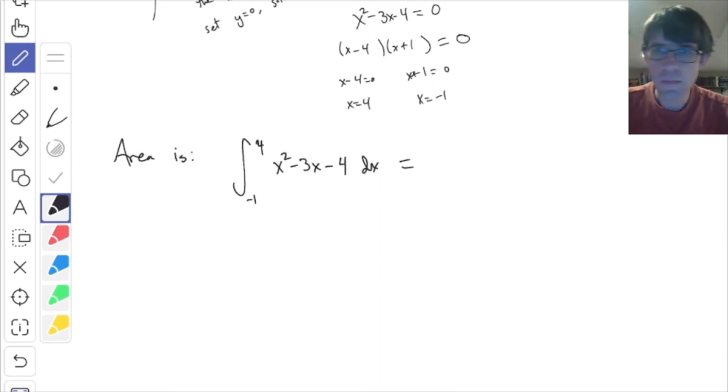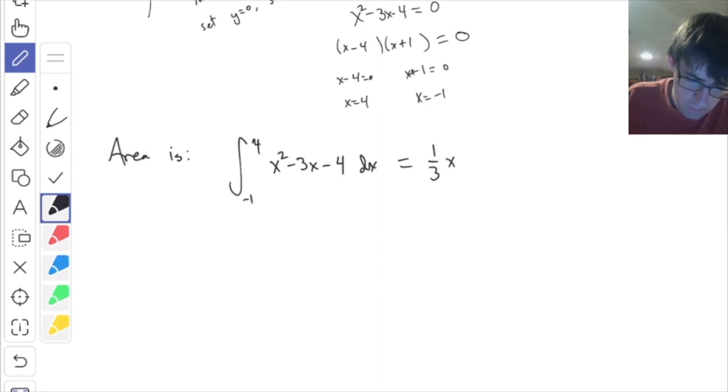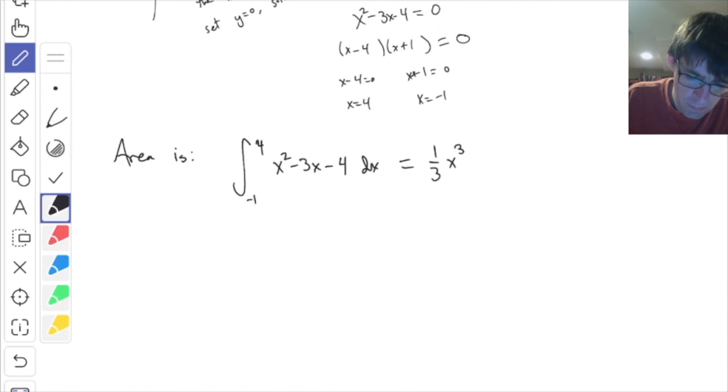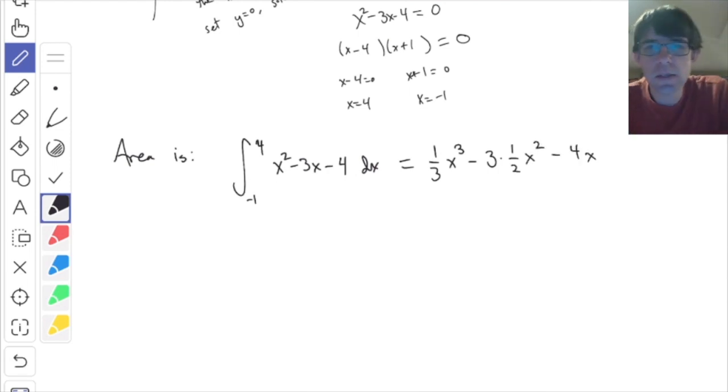Wouldn't it be 1/3 x to the 3rd minus 3 times 1/2 x squared minus 4x? Yeah, 3 times 1/2 x squared minus 4x. Excellent. Yeah, that's the antiderivative.